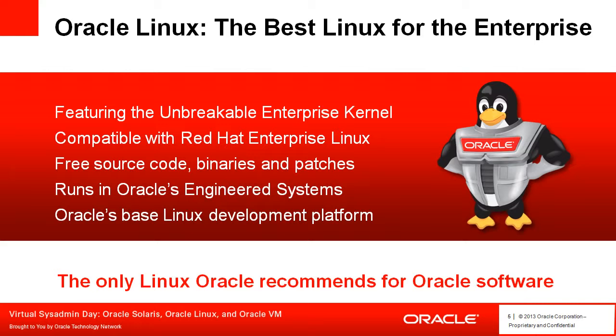Oracle Linux is an enterprise Linux distribution, fully compatible to Red Hat Enterprise Linux. In contrast to other enterprise Linux distributions, it is freely available to download, use, and distribute. This also includes free patches and security updates. Oracle Linux is Oracle's base Linux development platform and the operating system that is used on our engineered systems like the Exadata or Exalogic machines.